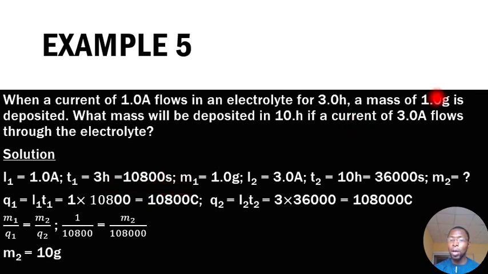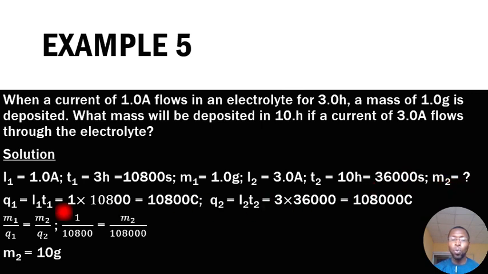Then we have initial mass of 1.0 gram. Now, this mass was deposited when this current was passed through. Now, when the current was 3.0 ampere, that is our I2, and a time of 10 hours was spent, which in seconds is 36,000 seconds, multiplying by 3,600. What will now be the new liberated mass, M2?